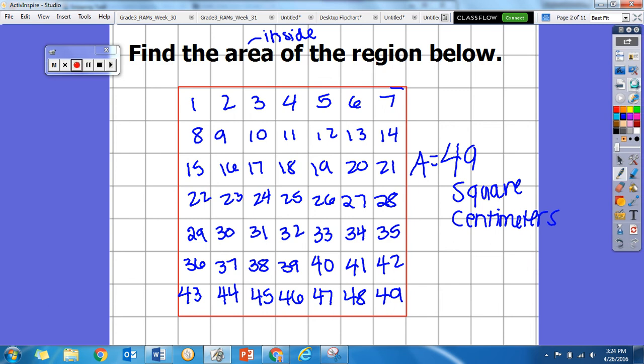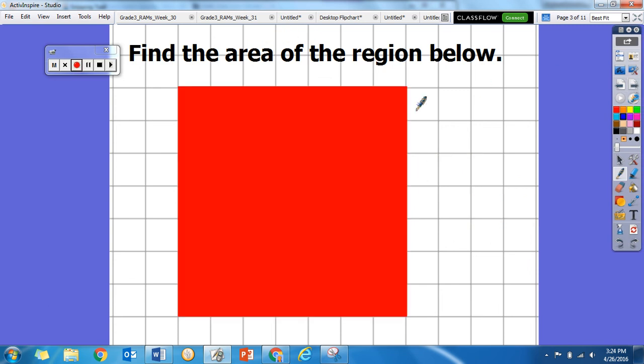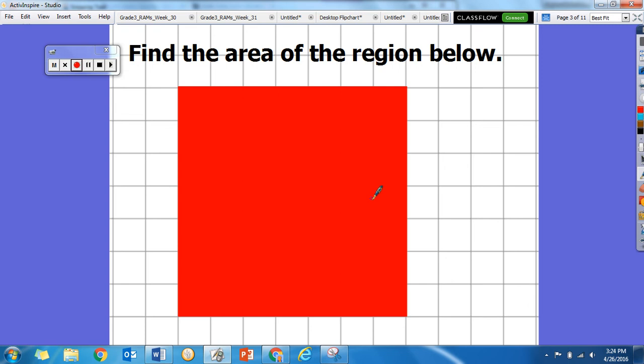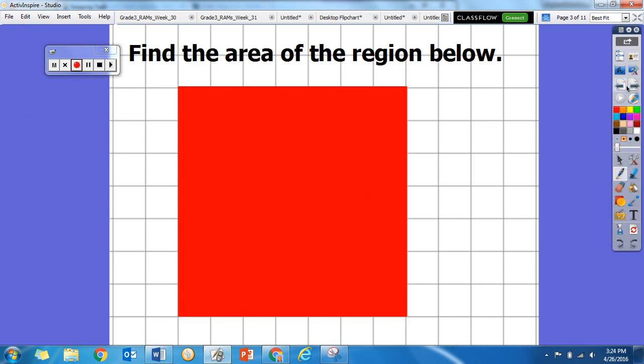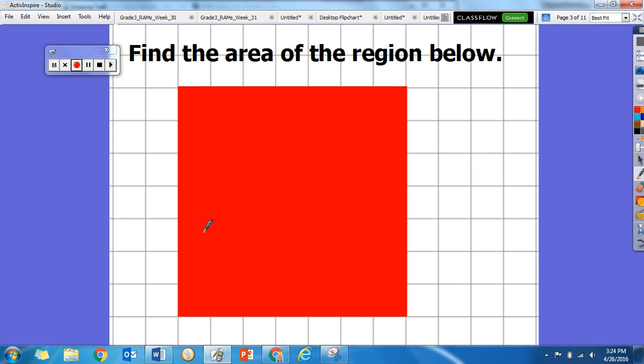Now, I have right here the same exact square that we saw on the last slide. I'll go back again, right there, right there. But all I did was I covered up the inside of the region, inside of the shape, so that you could not see it. Now, we need to still find the area of the region below, but we're finding the area of the shaded region, what's shaded, so what is red.